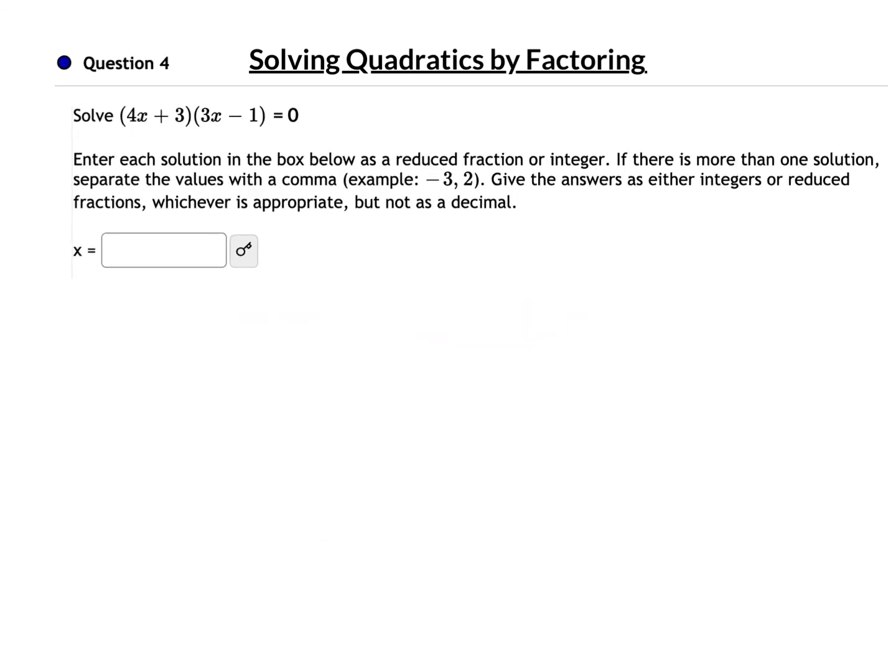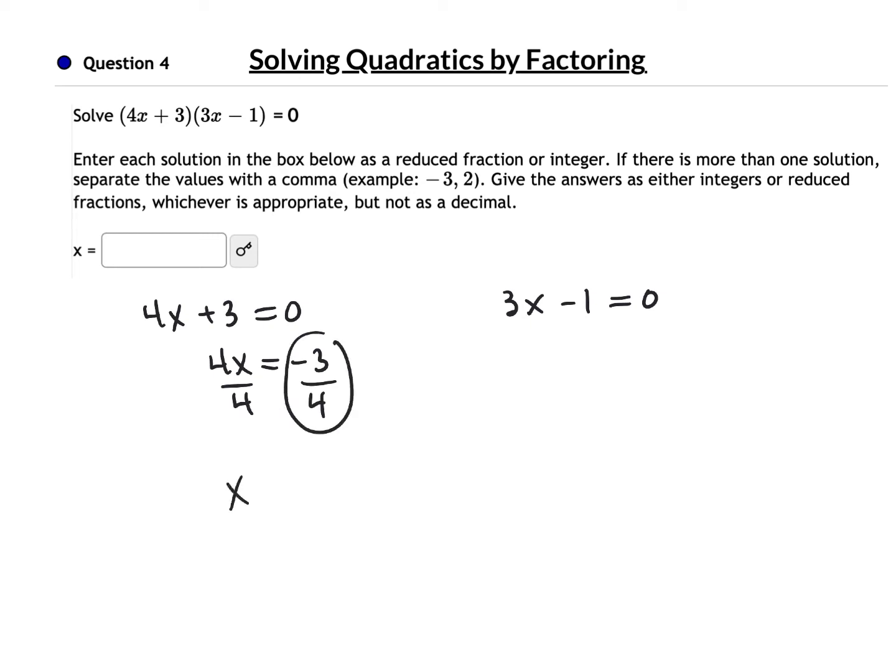In question 4, we have a couple more fractions. So let's just set each factor equal to 0. We'll subtract 3 from each side and get 4x equals negative 3. And divide by 4, and there's our answer, negative 3/4. For the other one, we'll add 1 to both sides and divide by 3, and our other answer is x equals 1/3.